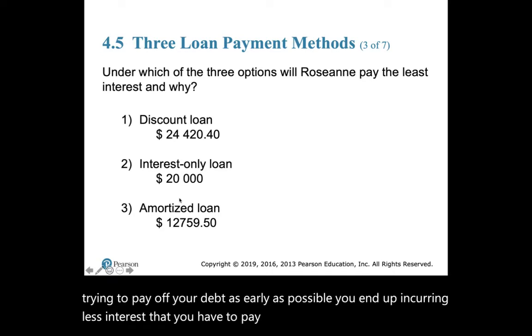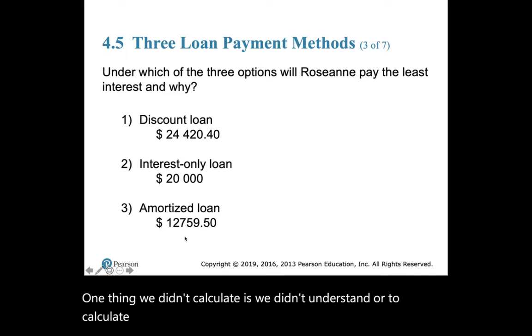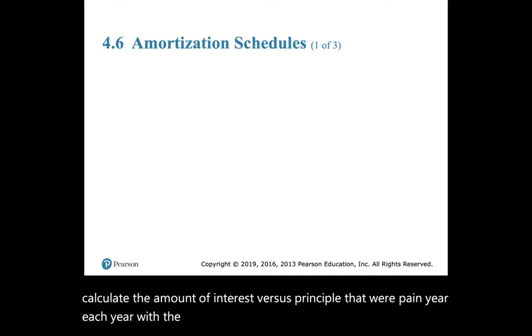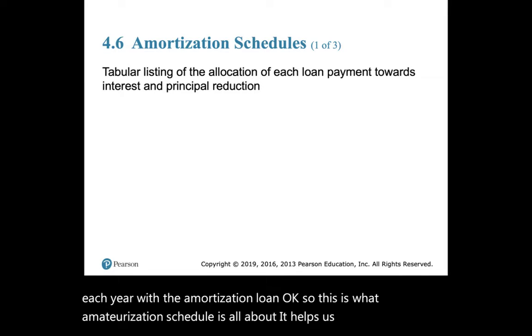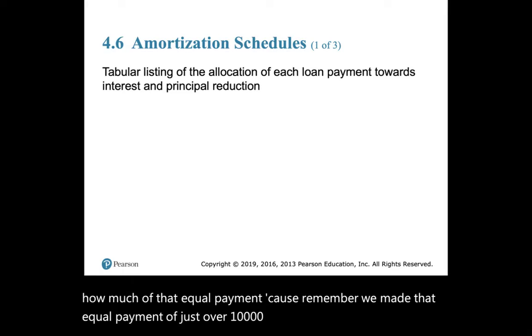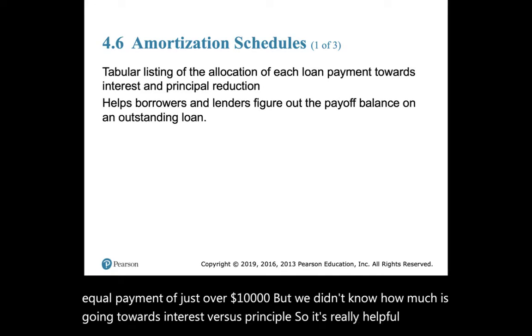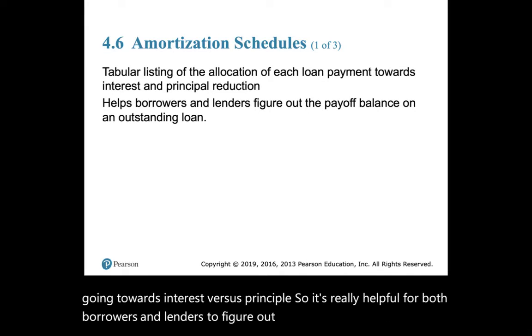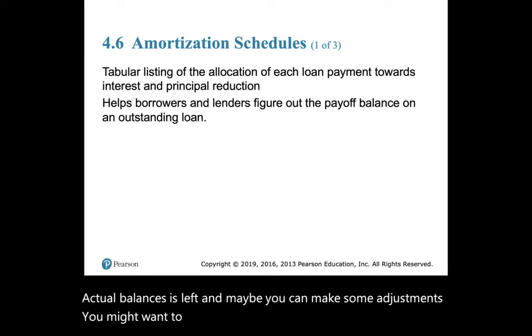Now, one thing we didn't calculate is the amount of interest versus principal that we're paying each year with the amortization loan. Okay, so this is what an amortization schedule is all about. It helps us understand how much of that equal payment, because remember we made that equal payment of just over $10,000, but we didn't know how much is going towards interest versus principal. Okay, so it's really helpful for both the borrowers and the lenders to figure out what actual balance is left. And maybe you can make some adjustments. You might want to add some additional payments to help pay off earlier. So there are some options here.